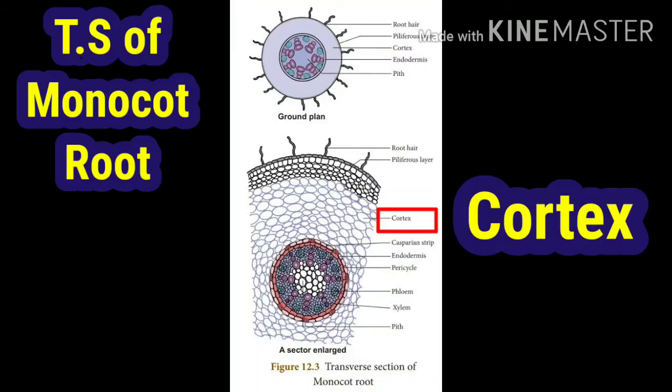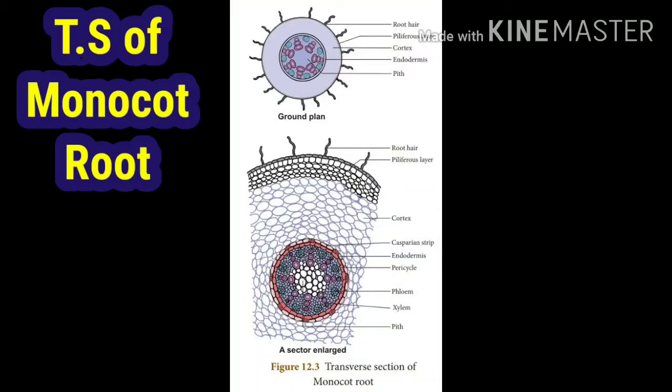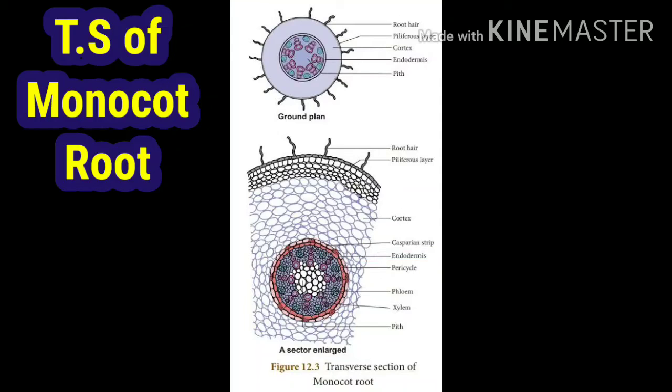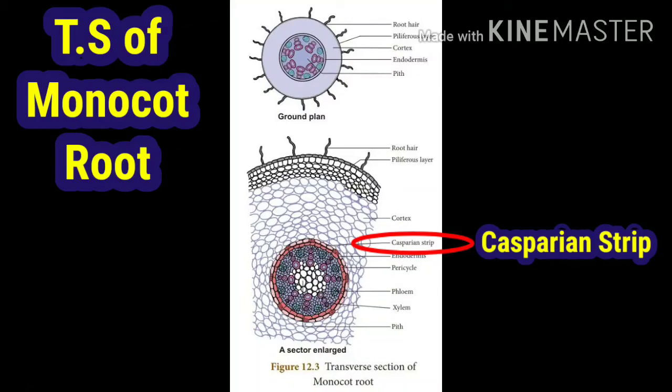Second, cortex. Cortex is multi-layered large zone composed of parenchymatous cells with intercellular spaces. It stores water and food materials. The third structure, endodermis. It is the innermost layer of cortex with characteristic Casparian stripes and passage cells. Casparian stripes are nothing but band-like thickening made of suberin.